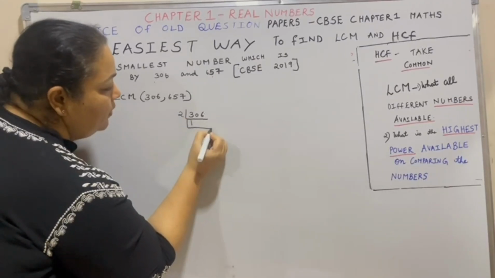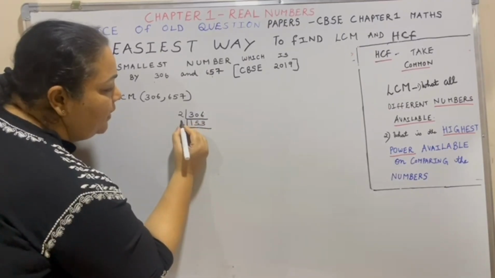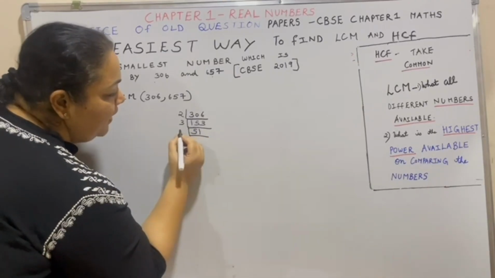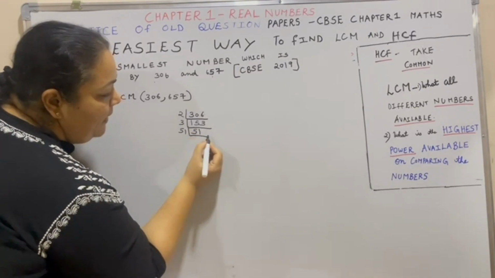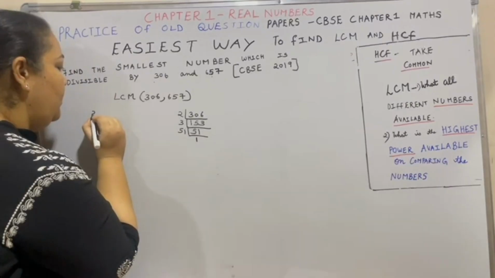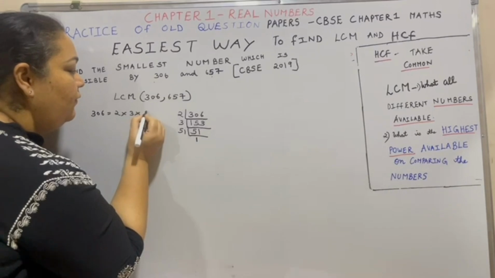2 1s are 2, remainder 1, 2 5s are 10, 2 3s are 6. Then 3 5s are 15, remainder 1, 3 1s are 3. Then 51 is... well, 17 times 3 is 51, so the 51 we leave as it is. So the prime factorization of 306 is 2 into 3 into 51.